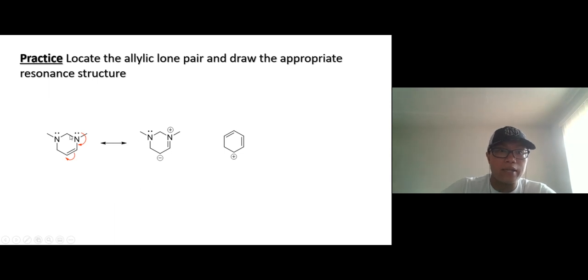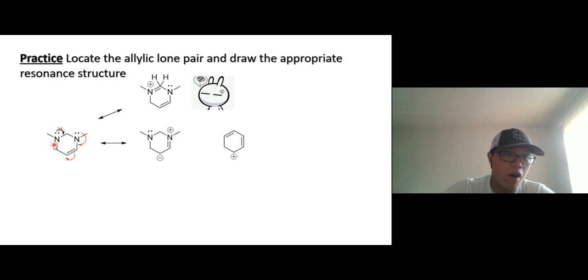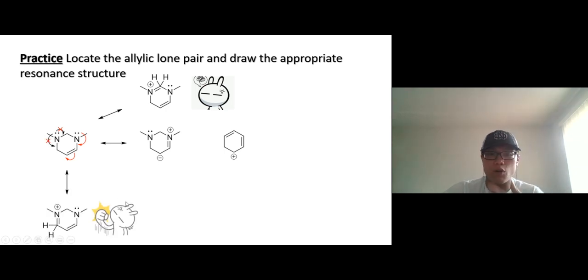The other one is not an allylic lone pair. You can't draw anything. If you try to force drawing it, no, you can't. This carbon would be over octet. See that? You can't have this lone pair come down to form a double bond here either. It's over octet. Can't do that on that carbon.